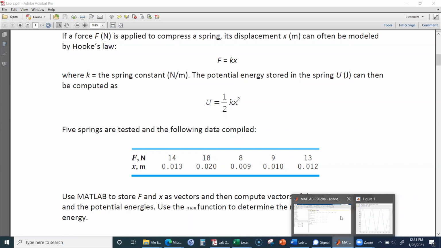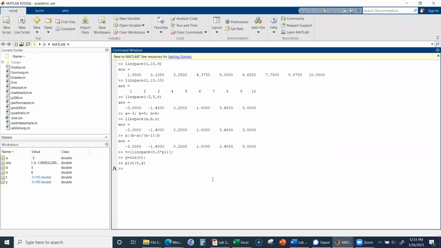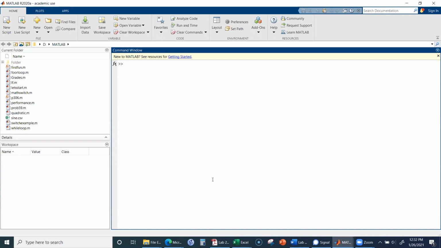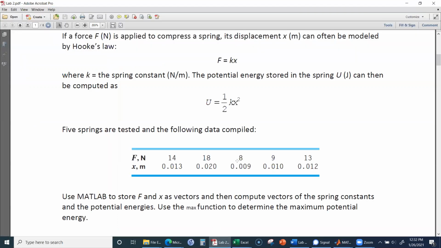So in this case, okay, clear all, CLC. Okay. So let me put the data first. So the first data is force. Okay. So I say force F is equal to this, and I input this data as a matrix: 14, 18, 8, 9, and 13. So these were the forces given: 14, 18, 8, 9, and 13. And the X values.